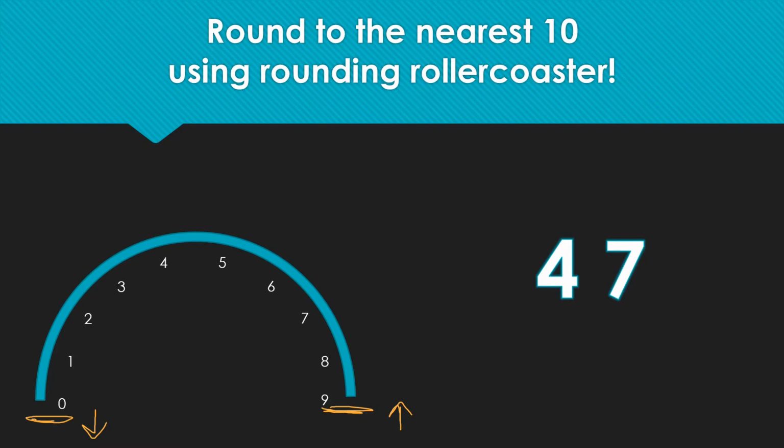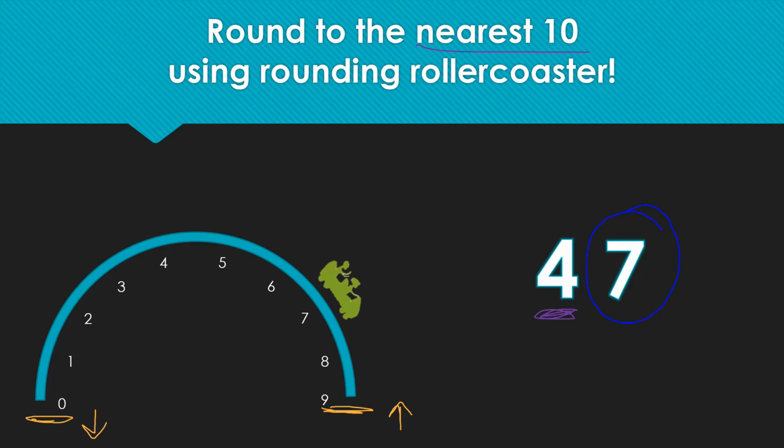The number that we're going to round is 47. Since we're rounding to the nearest 10, our 4 is in the tens digit, and that's the number that's going to go up or stay the same. To figure out how we round our number, we're going to look at our 7. So let's put our roller coaster on the number 7.